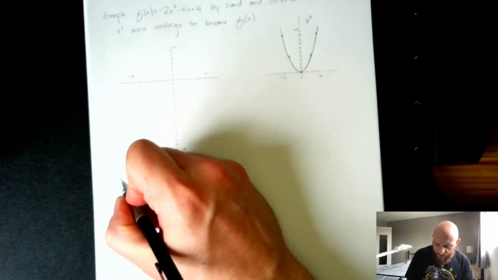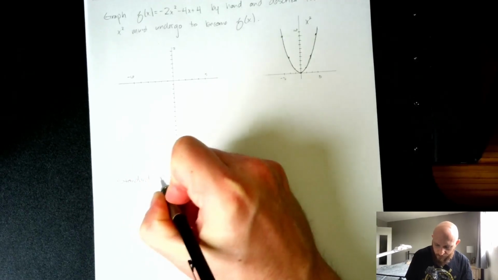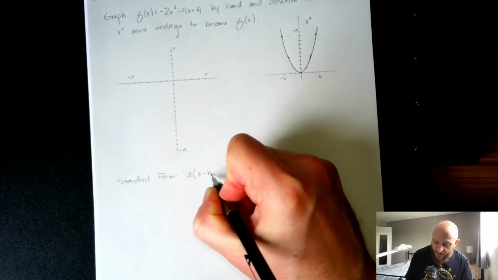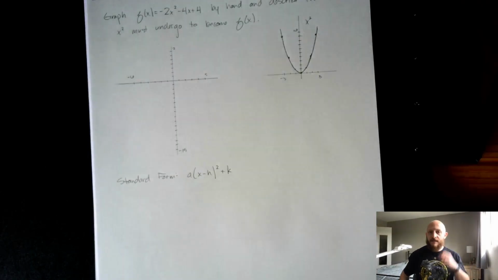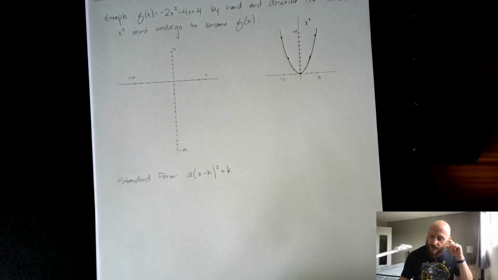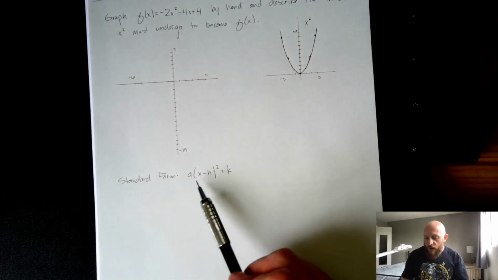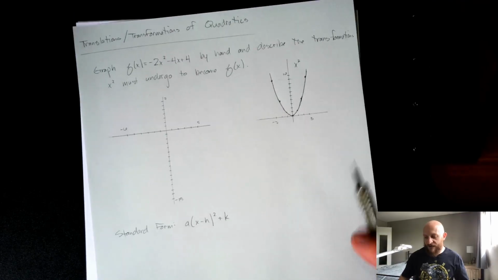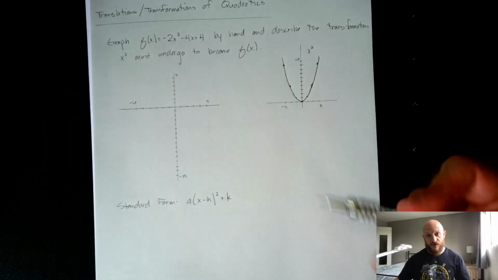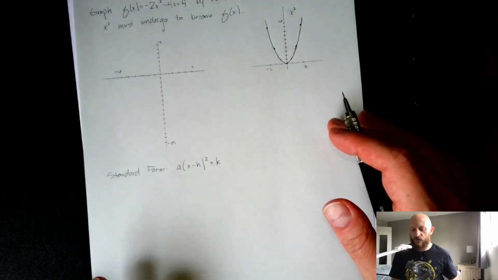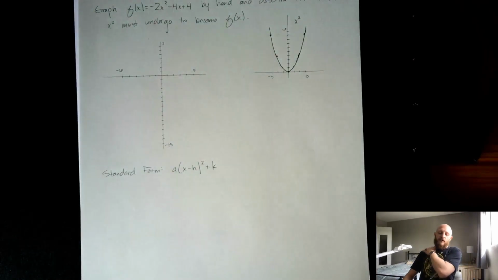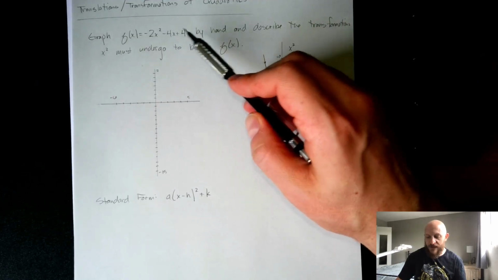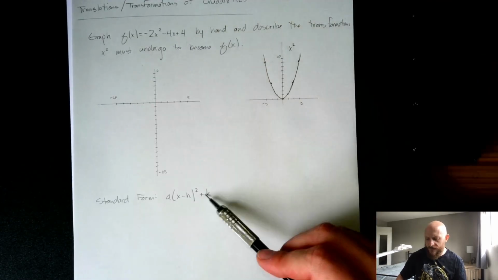So just as a reminder, standard form of a quadratic is a times x minus h squared plus k, where (h, k) is the vertex and a is the stretch or shrink factor. And if you write it in this way, then it gives you all of the information that you need, both to graph the function and also to explain the transformations that x squared would need to undergo to become f of x. So how do we translate from general form, which is ax squared plus bx plus c, into standard form?